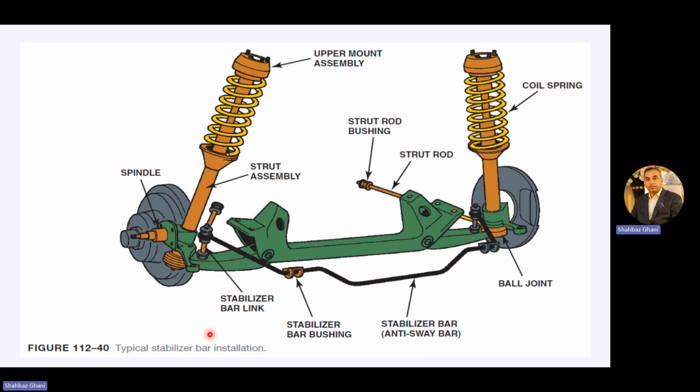So a typical stabilization bar installation is like this: the frame of the body, the lower control arm, it is attached to the lower control arm, and it goes to the other lower control arm with a rubber bushing, or stabilization bar bushing, between them and linkages.